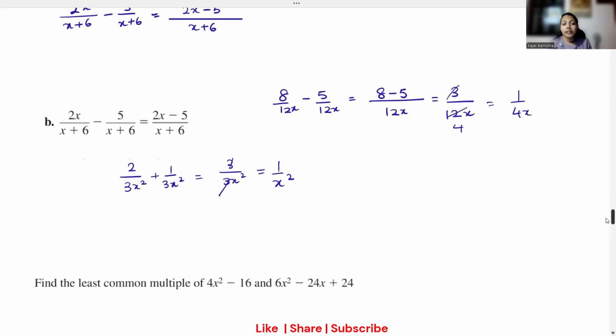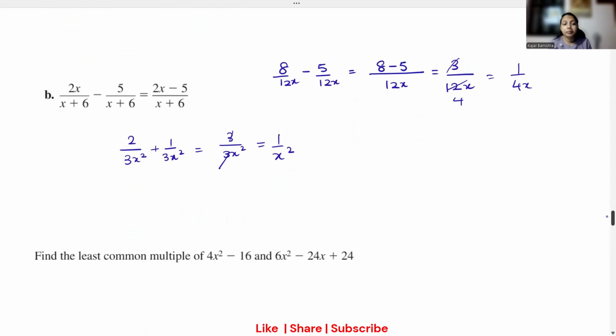Next, if the denominators are not the same, what will we do? If the denominators are not the same, we have to take a common denominator. See, A over C plus B over D. Nothing is common, so I multiply C and D to get CD. D will multiply with A and C will multiply with B. Like this, now I can solve it.